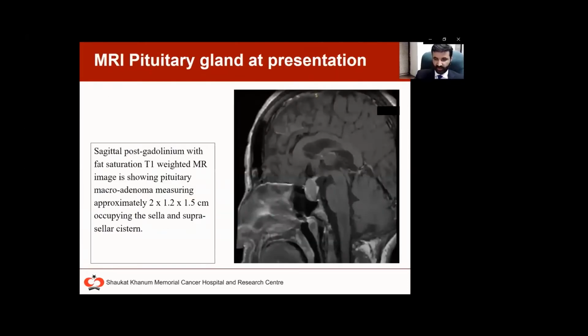So here I share the MRI image with you, which is showing that the pituitary gland is smoothly enlarged, and it looks rather globular in appearance, and the largest dimension that we said is 2 centimeters.